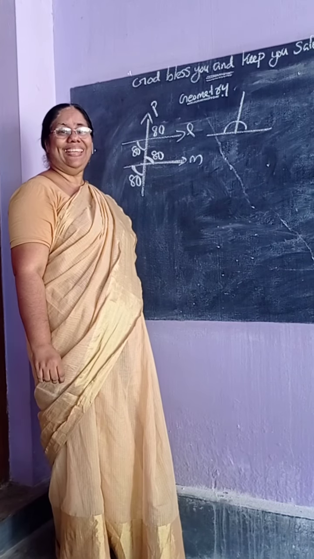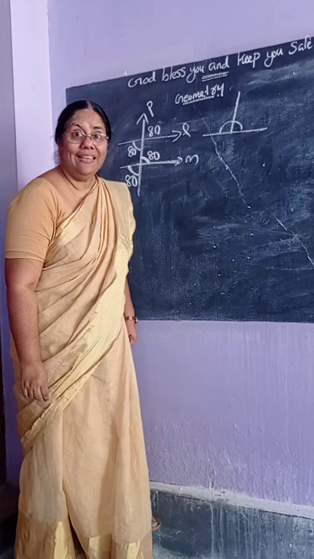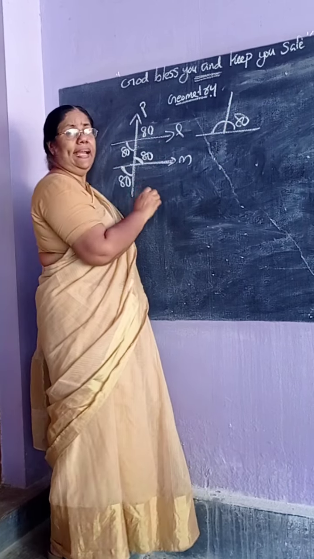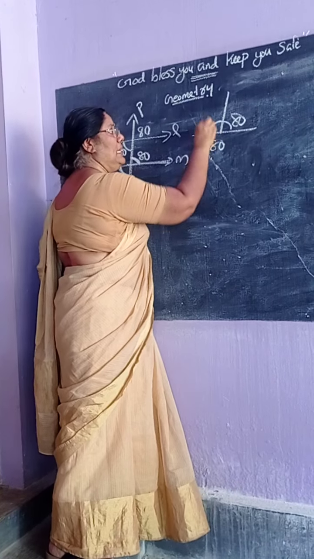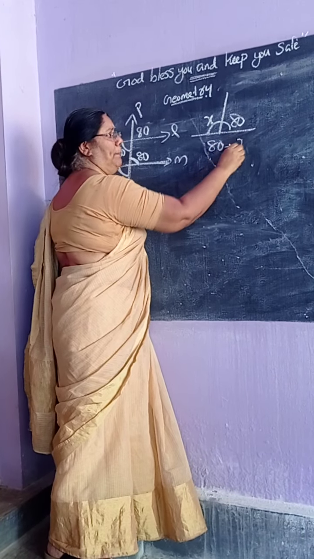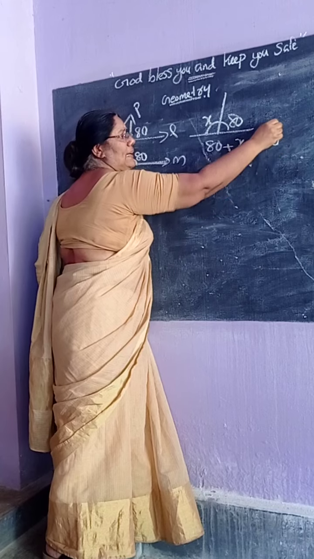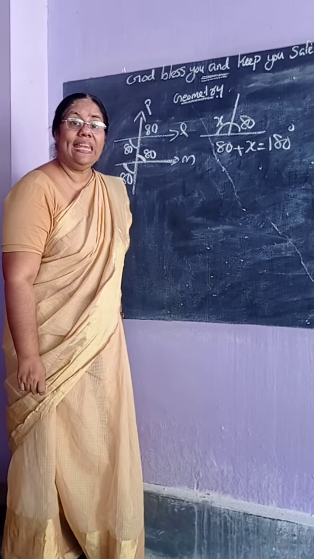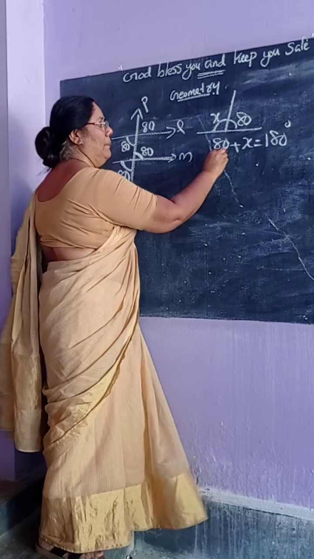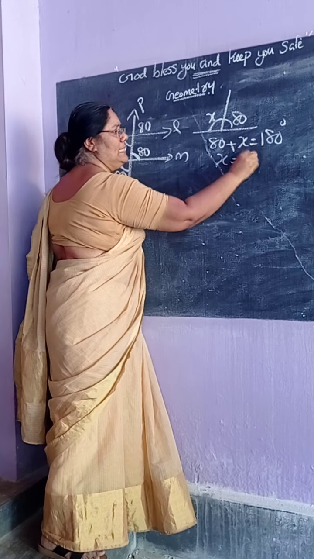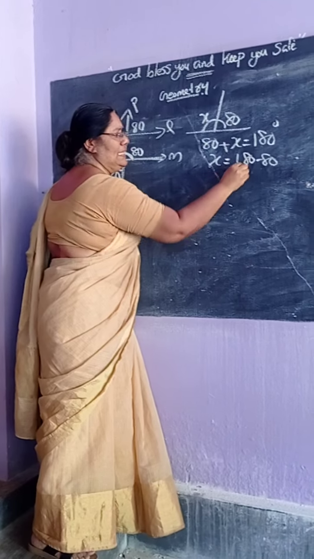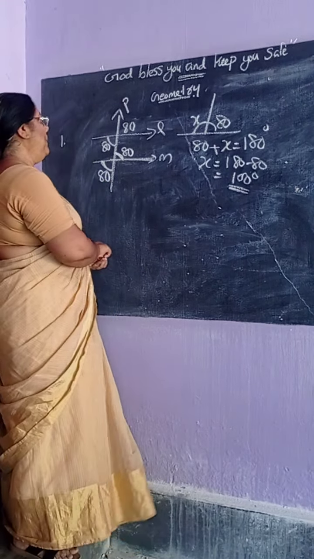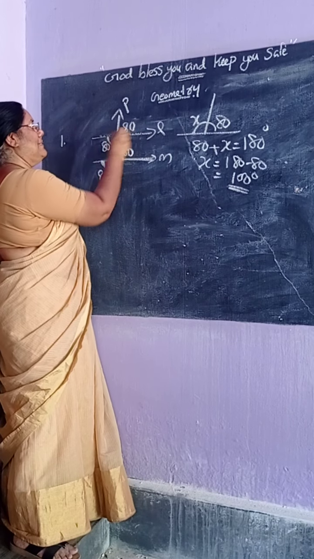Angle in a straight line is 180. Therefore, if one side is 80, how can you find the other side? The method is 80 plus, if you mark this x, 80 plus x equal to 180. The reason is angle in a straight line, or linear pair. Therefore, x is equal to 180 minus 80. That is equal to 100. Finish. 100.